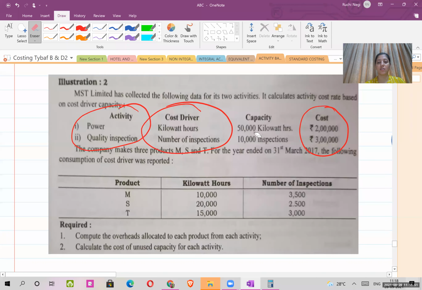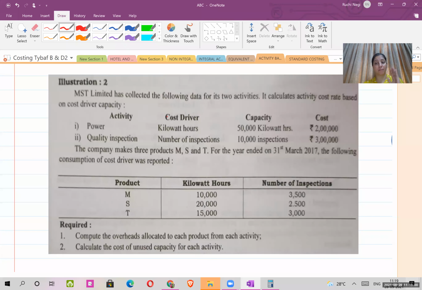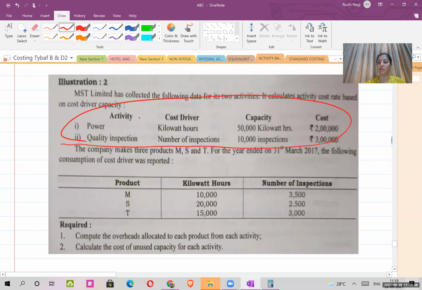Okay, understood? So question is clear. Actually it's an easy one. आपको एक्टिविटी भी दिया हुआ है, cost driver भी mentioned है, cost driver capacity भी calculated है, cost pool is also given to you. Okay, so with these 4 informations, what will I be able to calculate? I will be able to calculate my cost driver rate. Okay, yeah. Next, the company makes 3 products M, S and T for the year ended 31st March 2017.